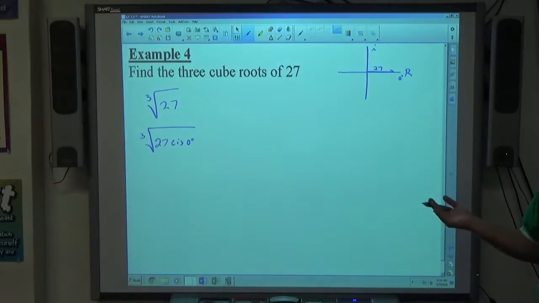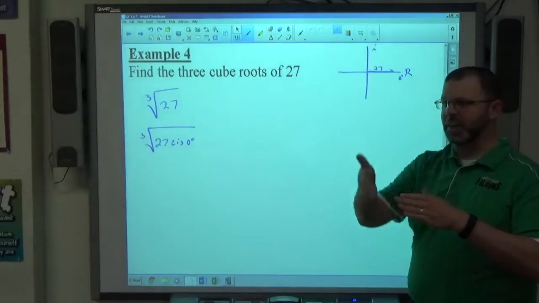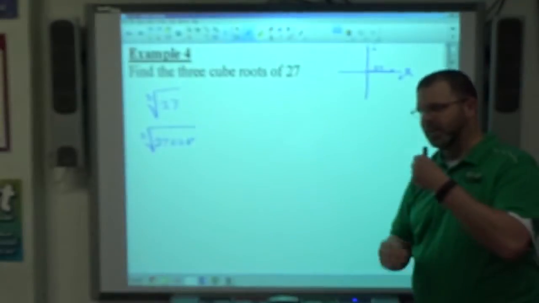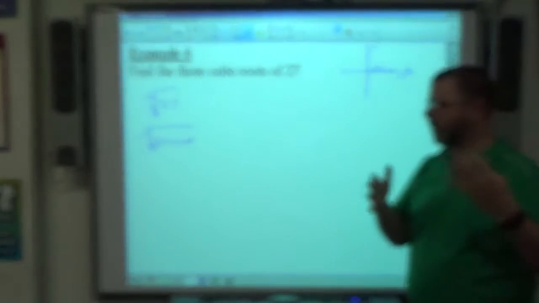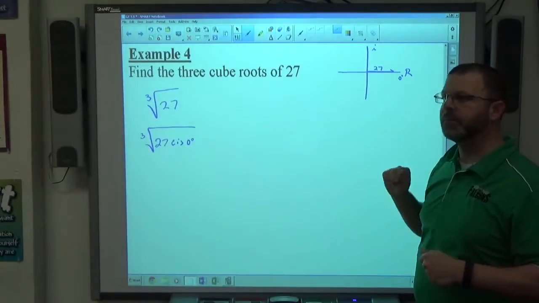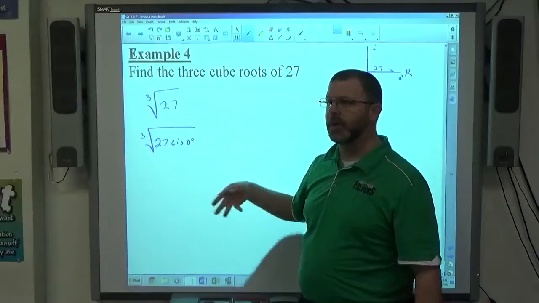Even if it's a nice friendly looking number like 27, or let's say it said 8i, okay, 8i is going to be 8 CIS 90, negative 8, 8 CIS 180, negative 8i, 8 CIS negative 270, right? So the angle changes depending on what it is, positive, negative, i, or real, all right? So if there's just a real or imaginary, it's just going to be 0, 90, 180, 270.